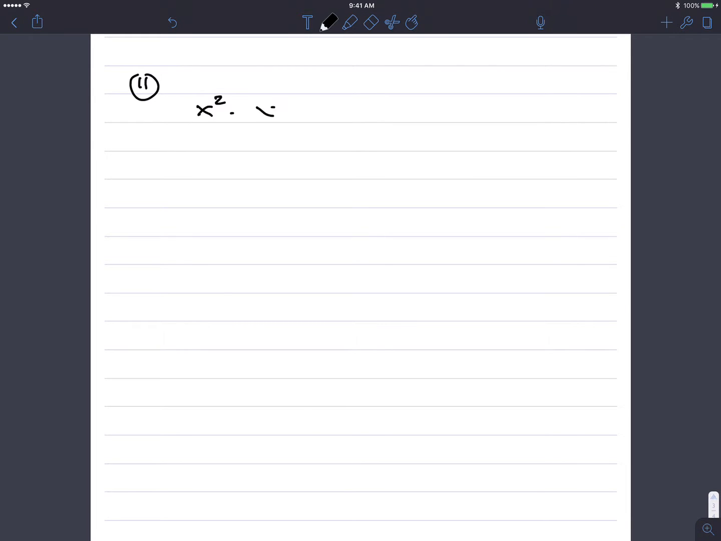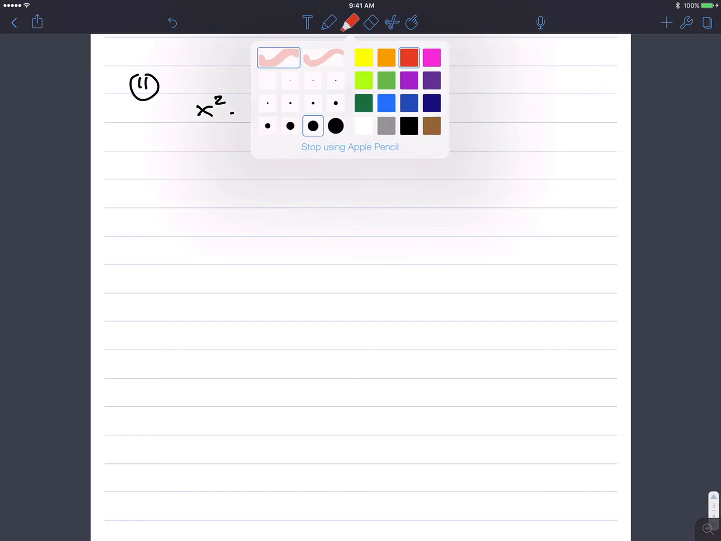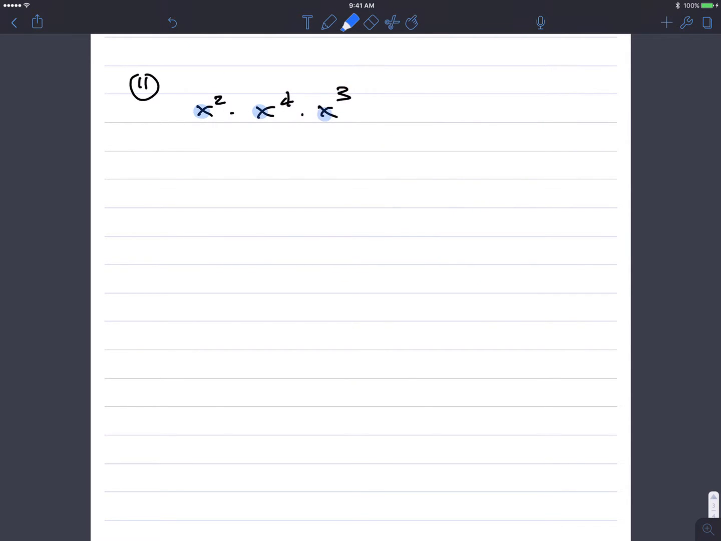Number 11, we got here 3 exponentials, each with a base of x. Notice my base in each case is x for these 3 exponentials. Notice again we are multiplying these exponentials. So we're going to keep our base, and we're going to add the powers. So this is 2 plus 4 plus 3. This will give us our new power. So we'll end up with x to the 9th power, because 2 plus 4 is 6, plus 3 is 9. And we are done. Notice we just simply added those powers, and we kept the base. And that's what we're doing here.